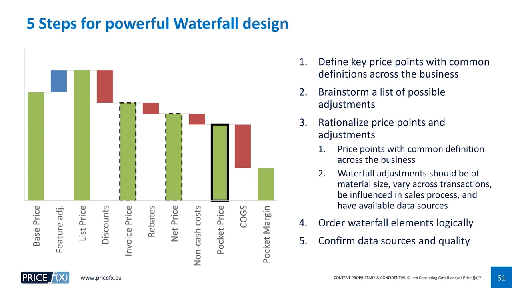The approach I've found quite helpful with this is, first off, you've got to really align on what those common price points are. So we're all going to agree that net price means the same thing inside the company, and pocket price means the same thing. Secondly, brainstorm on what the adjustments are, and then most crucially, rationalize those price points and adjustments.